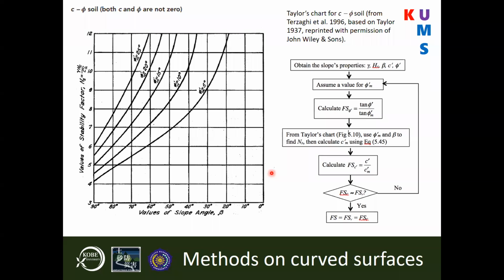That chart is also a Taylor chart for C minus phi type of soil. So you have again here the same values and the value of the slope angle between 90 degrees and 0 degrees. And you can see that for different phi values, 25 degrees, 20, 15, 10, and 5, you have those different curves. So depending on the slope angle of your landslide, you can use those charts to define whether they're going to slide or not. And you have tables and pages of those different charts that will help you.